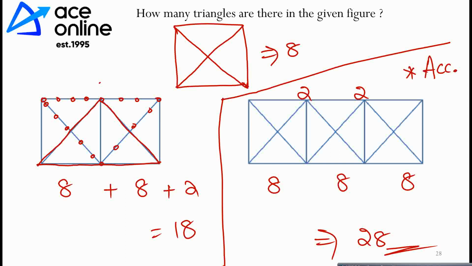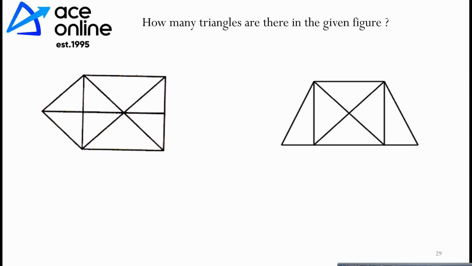Done with this? Fine. Still there is more to learn. So one point you keep in mind: when you join two separate shapes, because of combining, is there any new triangle we need to verify? The overall shape is a rectangle. Next one, this question also was given this year in Accenture.